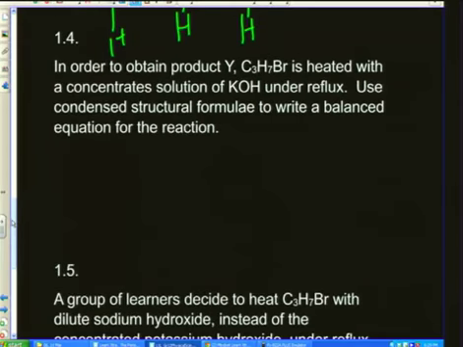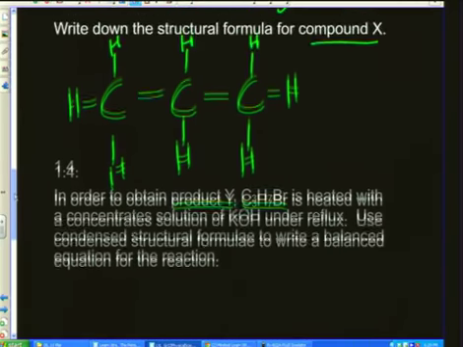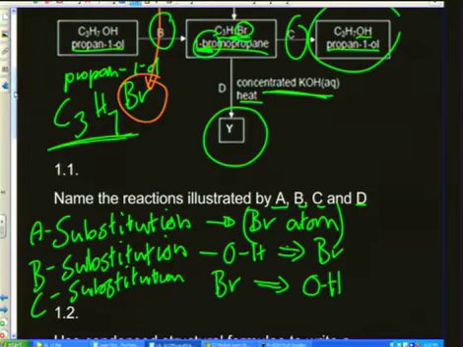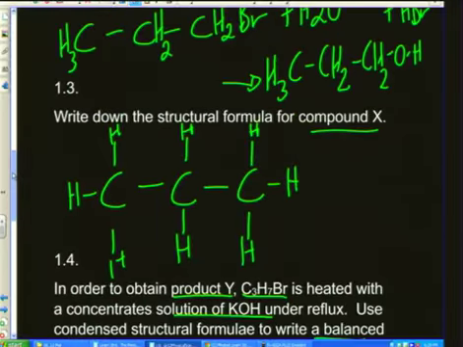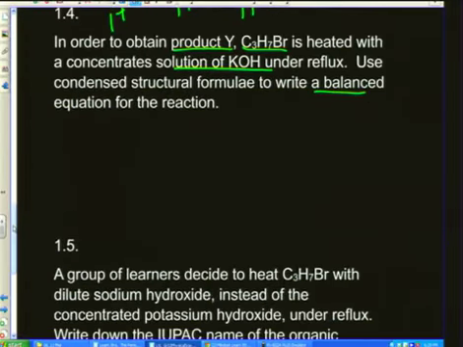In order to obtain product Y, let's have a look. 1-bromopropane, product Y is this one. What it tells you, it was heated with potassium hydroxide. So it's heated with a concentrated solution under reflux. Use condensed structural formula to write a balanced equation for the reaction. Now, again, we need to get a balanced equation with the structural formula. This is a little bit tedious because it's all the structural formulas.